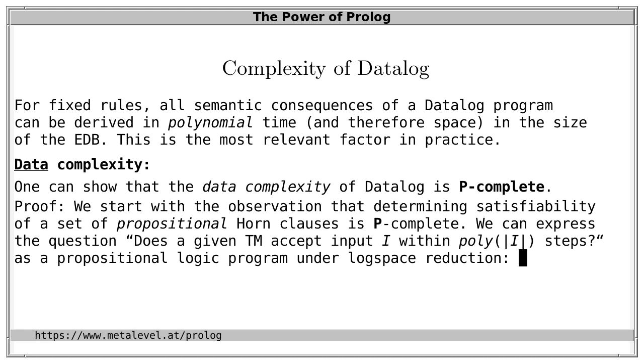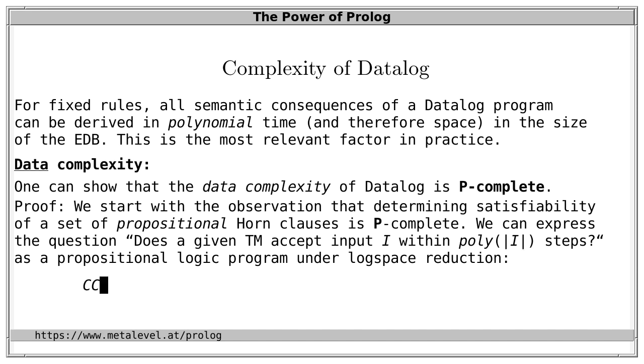This is because if we are given an arbitrary Turing machine and the question, does this Turing machine accept a given input I in a polynomial number of steps in the size of the input and for a fixed polynomial, then we can express this question in terms of satisfiability of such Horn clauses under log space reduction, and therefore with polynomial time overhead. And I now sketch the clauses.